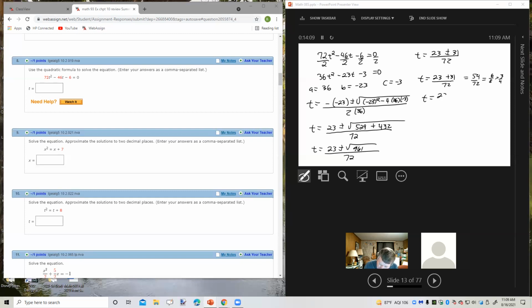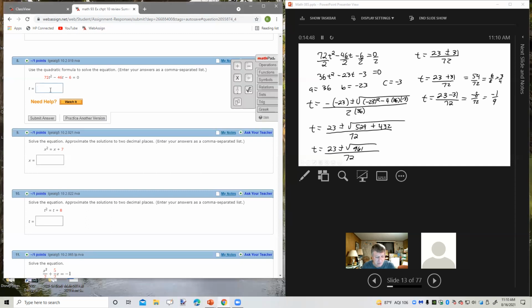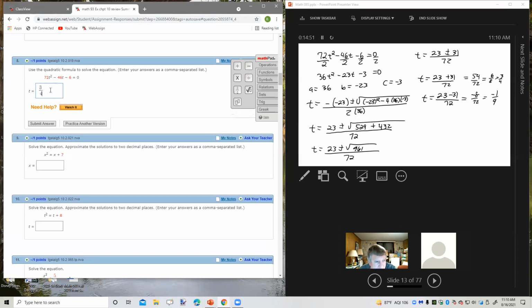Okay. And 23 minus 31 over 72. Let's see, getting sloppy here already. That's not good. Let's see, 23 minus 31 over 72, which is negative 8 over 72, which is negative 1/9, dividing the top and the bottom both by 8. Okay, so let's see here. 3/4, move the arrow over, comma, space, negative 1/9.